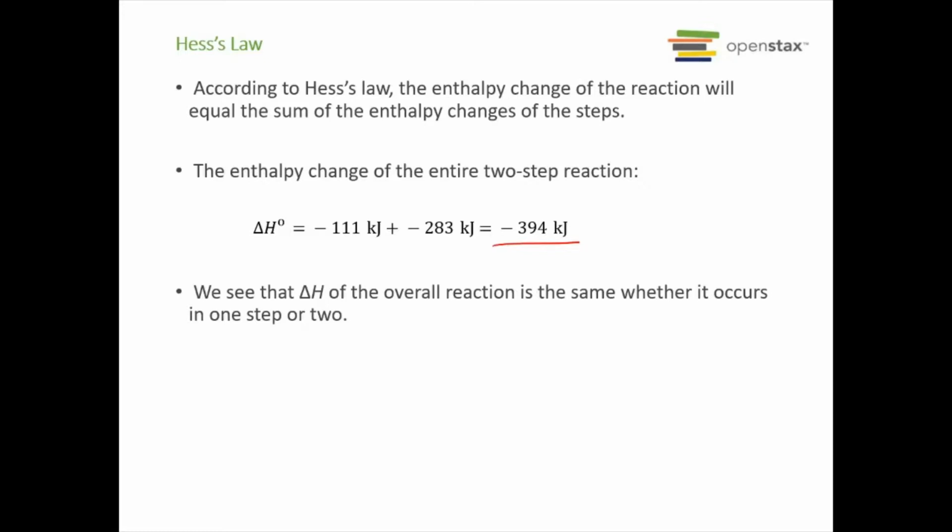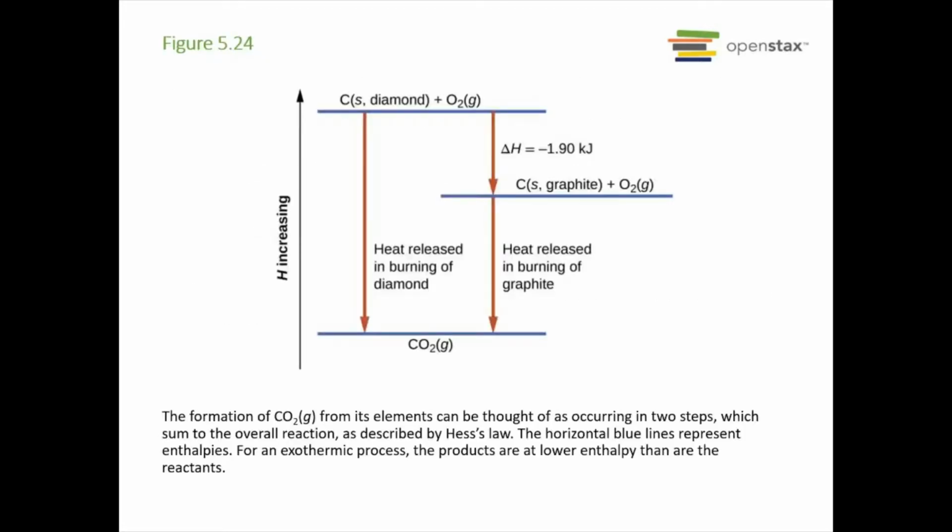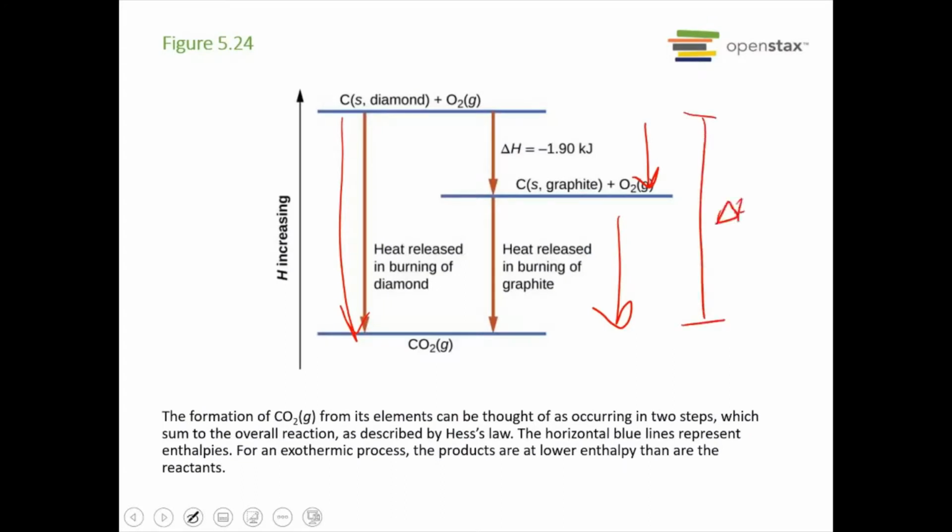So it doesn't matter if our reaction happens in one step or two. This is just an example of what's happening, going from carbon and oxygen combining to form CO2. Whether it goes in one big step or two smaller steps, we're still getting to the same place and we still have the same delta H. So this is still all overall the same change in enthalpy.